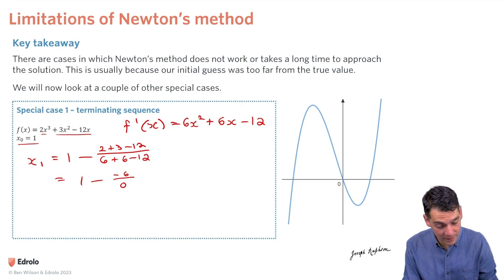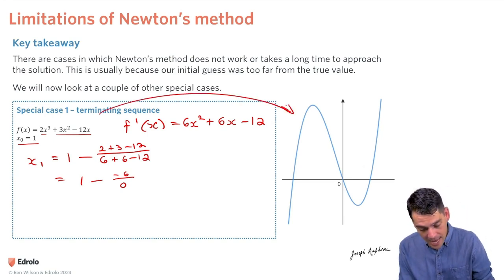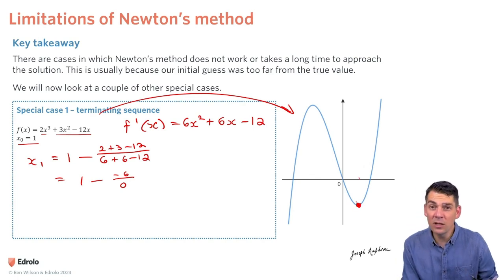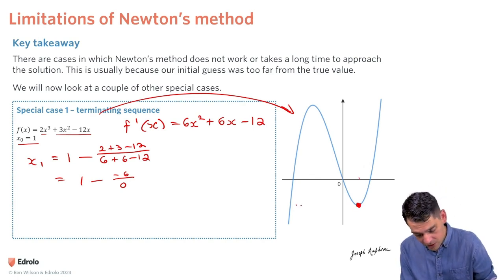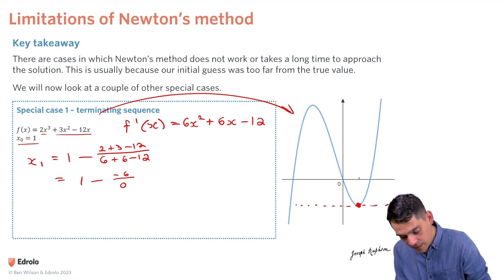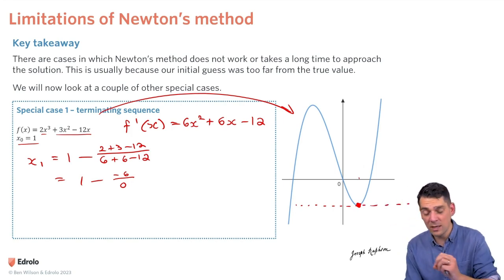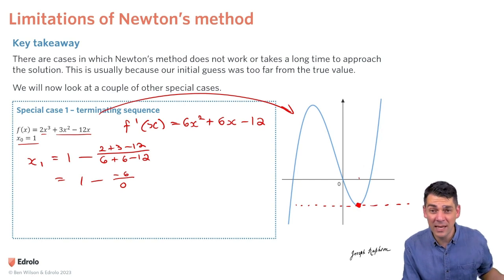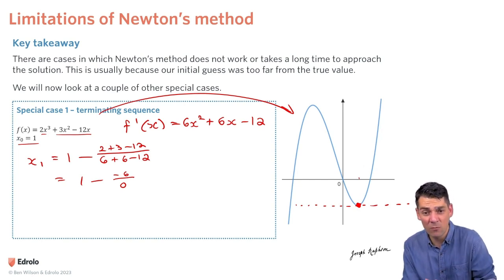The reason it happened is if you have a look at the function, at the point 1, that's it here. Okay, that's a turning point. If you draw a tangent at that point here, it's parallel to the x-axis. So it doesn't hit the x-axis. I can't find the x-intercept of that tangent because it doesn't have one.